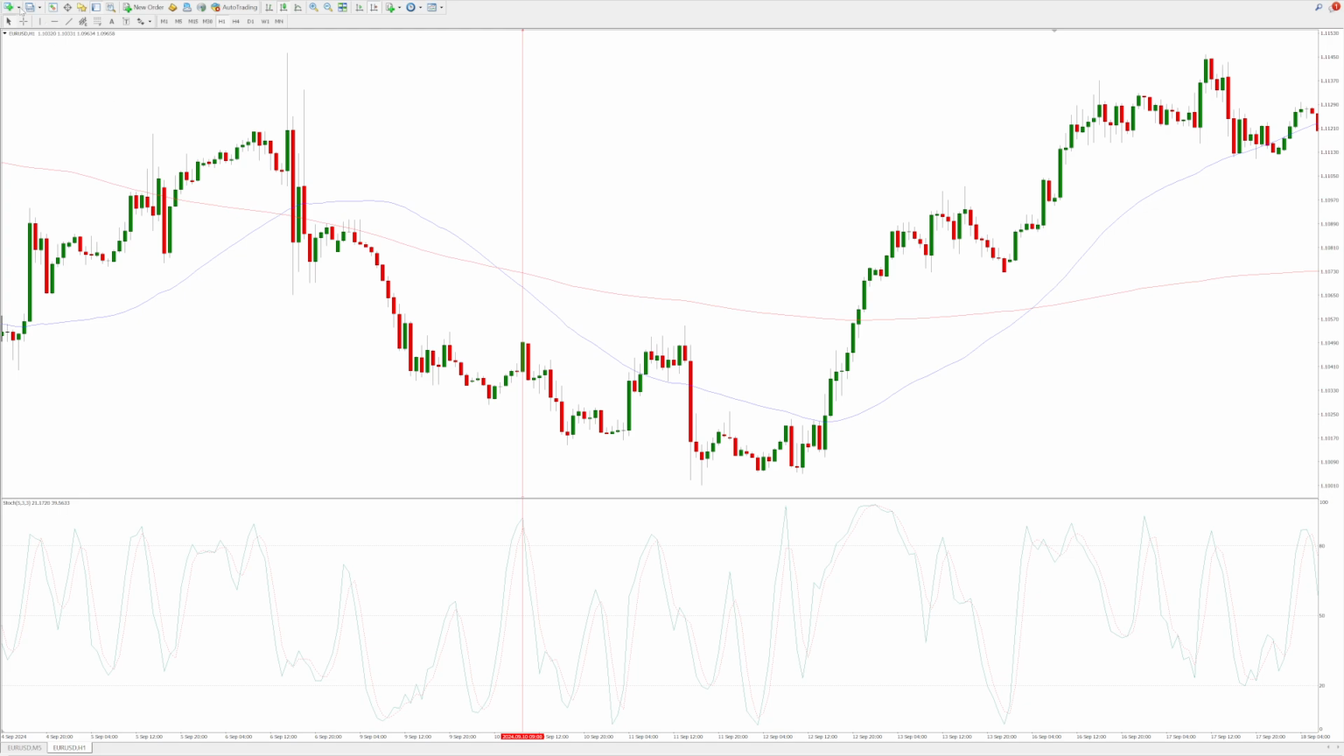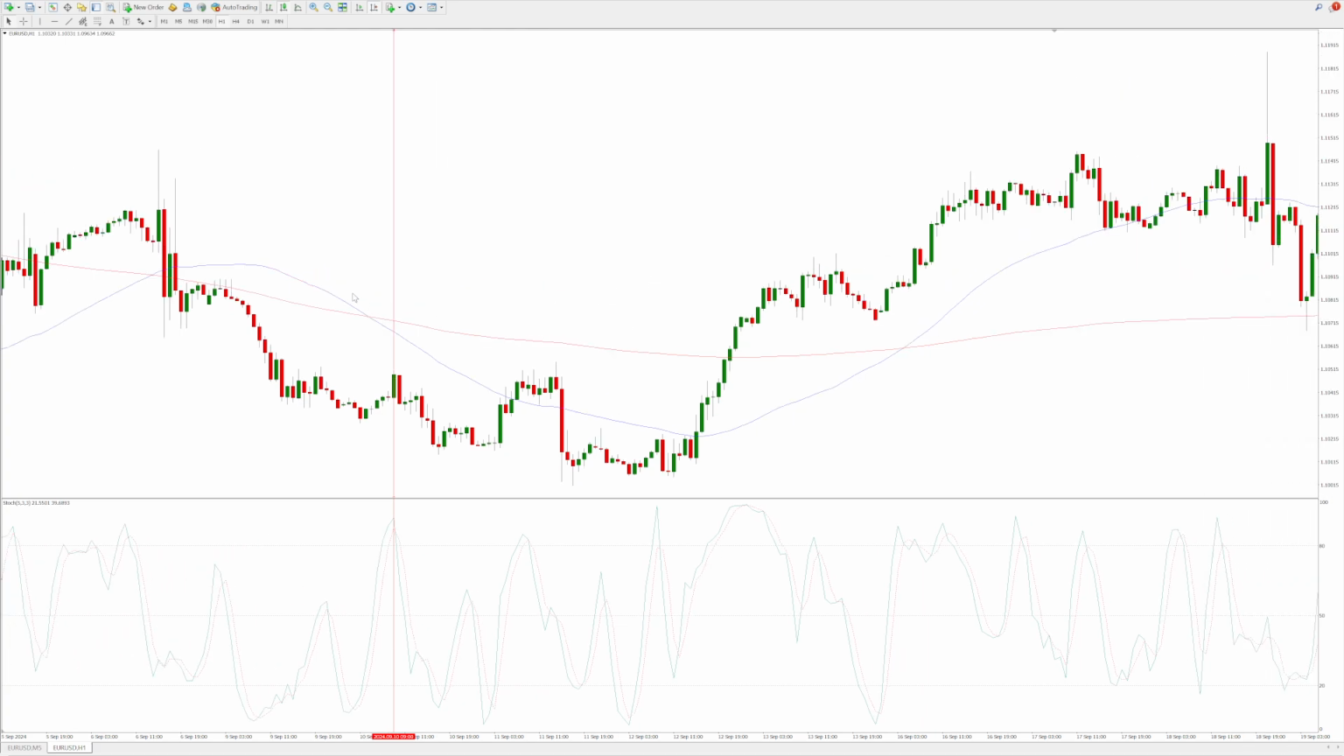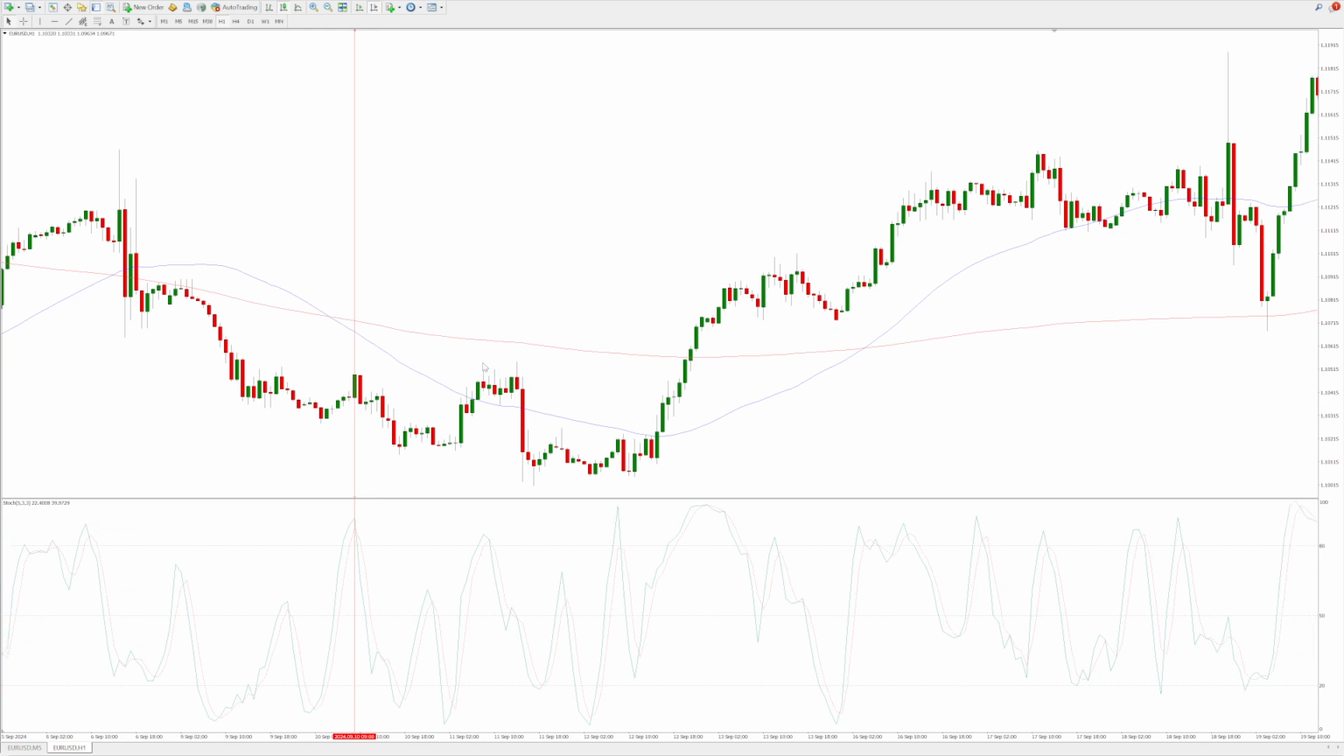Just make sure you're using a sensible stop loss and a good risk to reward ratio. You can trail the stop, lock in your profits so that your winners don't turn into losers.